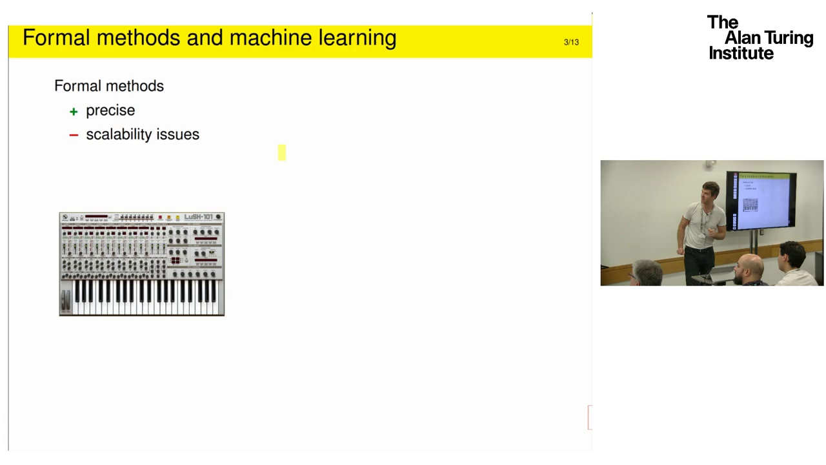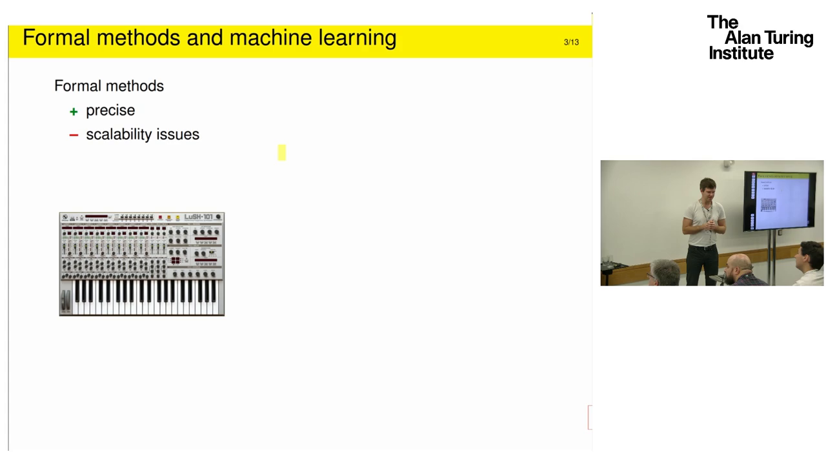To keep the tool anonymous, let's just call it the synthesizer. Our hero is very capable of synthesizing strategies that are optimal, so synthesizing controllers of robots that behave in the best possible way, or guaranteeing that no matter what, the probability of a fatal error in a plane is 10 to the minus 9. But it has some scalability issues, definitely.